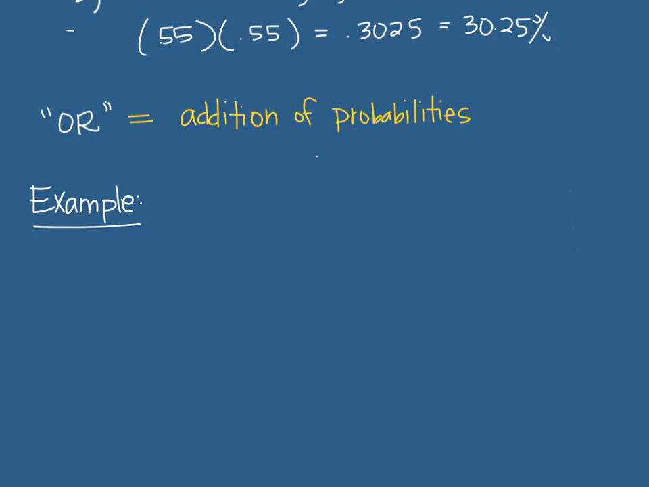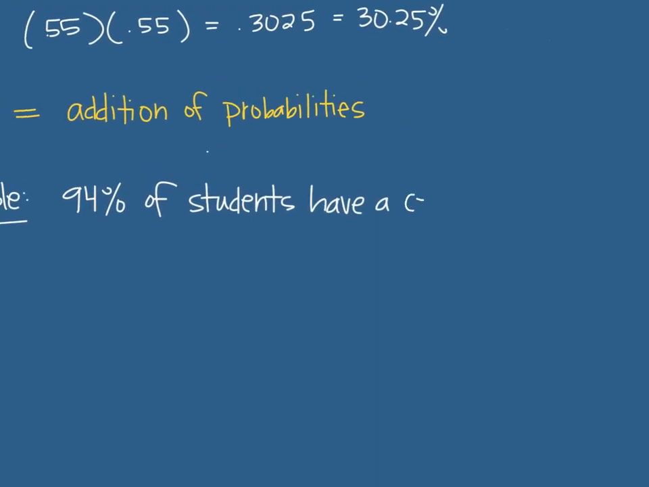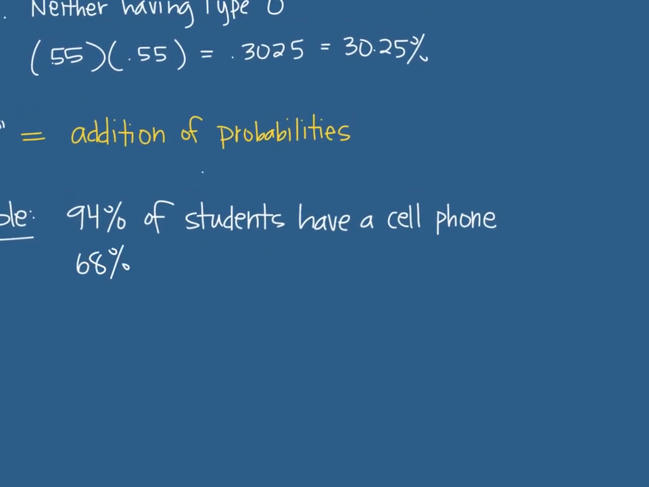Let's suppose at a particular high school, a survey is done, and 94% of the students at that particular high school have a cell phone. I know it's hard to believe, but there are still some people out there that choose not to have a phone. All right, and at this high school, it's not Valley Christian, but at this particular high school, 68% of them have a tablet of some kind, whether it's a Chromebook or an iPad or something like that.